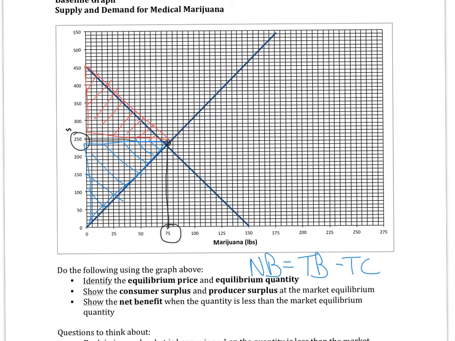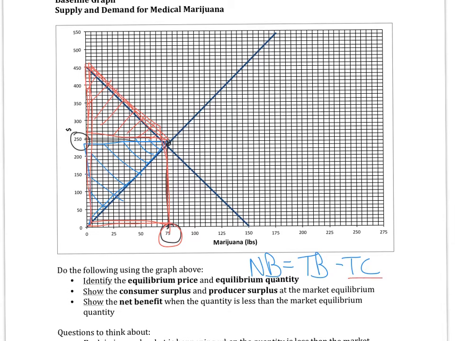So in this case, I will do the red again. I'm not sure how to change the color, but anyway, the total benefit generated at 75 pounds of marijuana. Again, this is medical marijuana, so this is okay. So total benefit would just be this total area under the demand curve. We're not having to take into account what they pay. We're just saying they consume a good, they generate a certain amount of benefit.